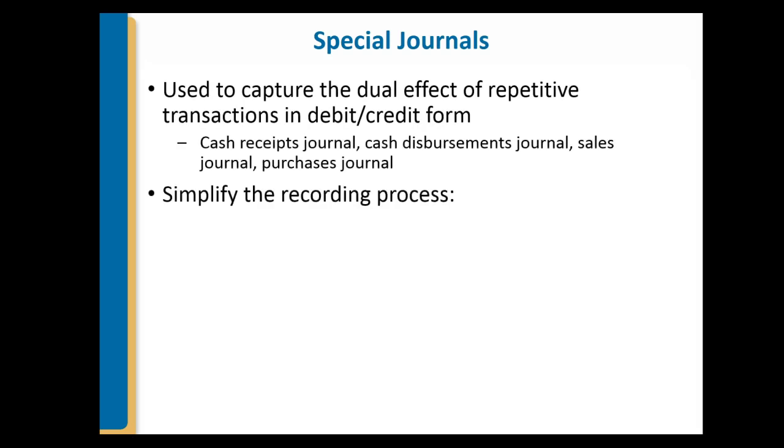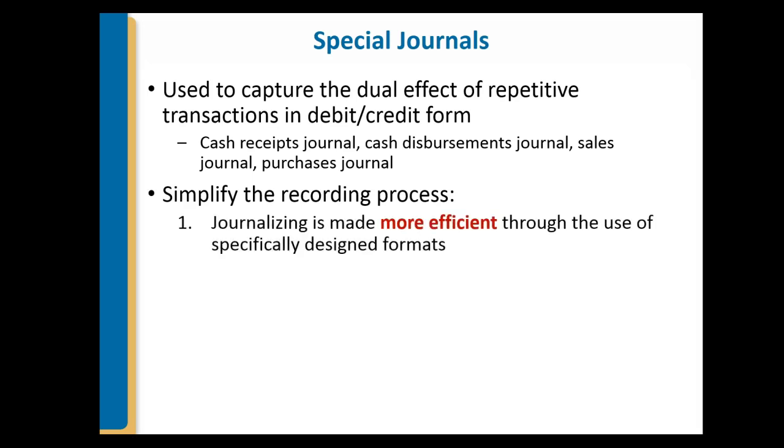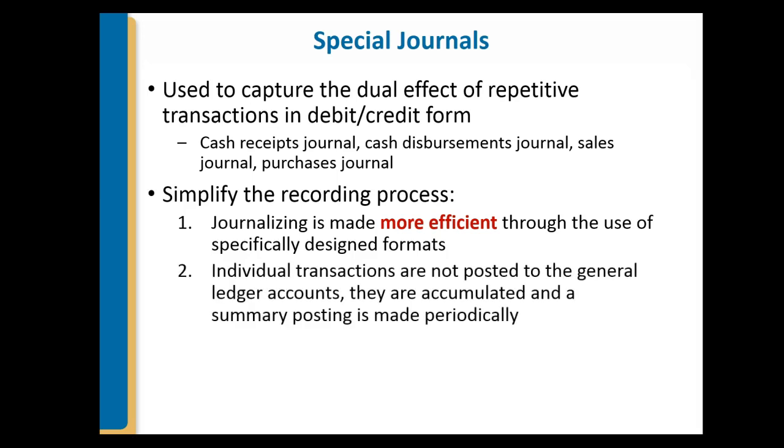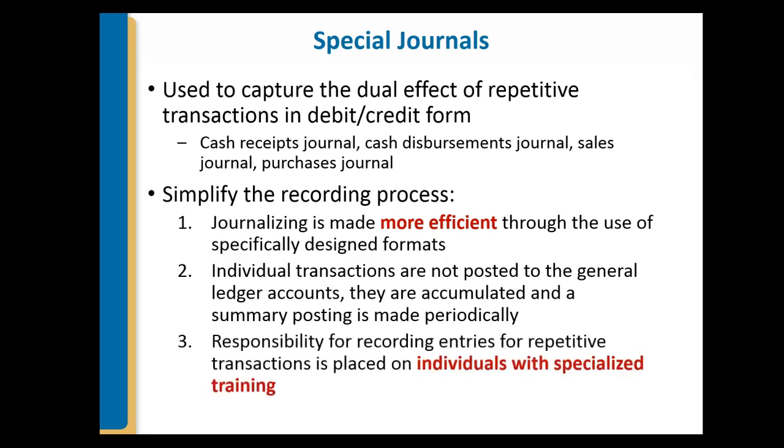Special journals capture the dual effect of repetitive types of transactions. Cash receipts are recorded in a cash receipts journal, cash disbursements in a cash disbursements journal, credit sales in a sales journal, and the purchase of merchandise on account in a purchases journal.